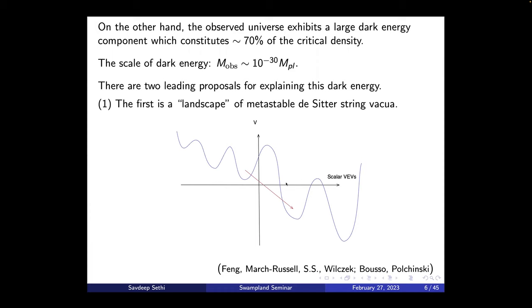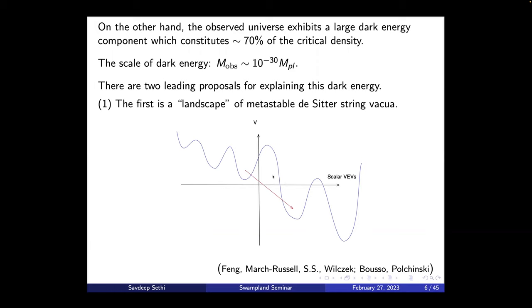And there are two sort of proposals for explaining what this dark energy might be. The first one was a landscape of metastable de Sitter vacua, the string landscape, namely that the string effective potential, say for compactifications to four dimensions, is incredibly complicated, has a huge number of minima, and one of them accidentally will have a cosmological constant positive and small enough to describe our universe.